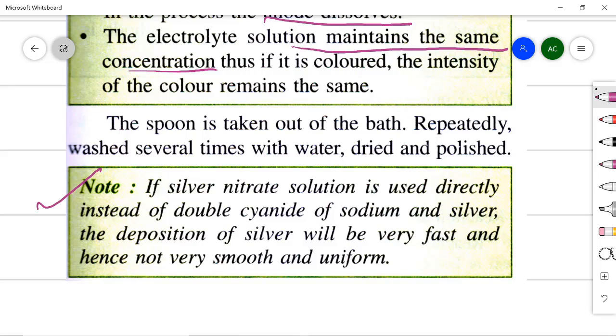Suppose we don't use the double cyanide of sodium and silver, and I am just using silver nitrate, then what will happen? The silver will be deposited very fast, and a smooth and uniform coating will not happen. So, we cannot use silver nitrate here because it will not give a very smooth and uniform coating.